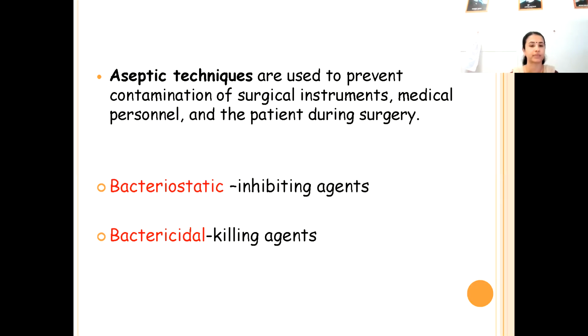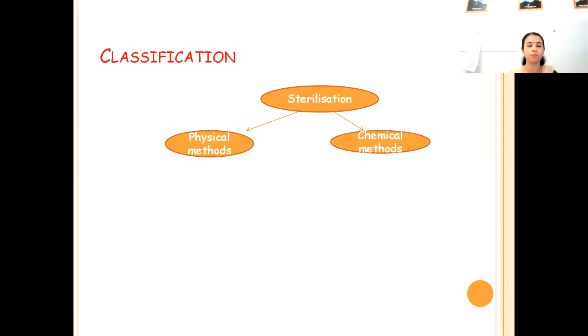Some other words are asepsis and aseptic techniques, which are mainly used to prevent contamination of the surgical instruments and the patients during surgery. Then there are bacteriostatic and bactericidal. Static means inhibiting; agents used to inhibit the bacteria are called bacteriostatic agents. Agents used to kill the bacteria are called bactericidal agents.